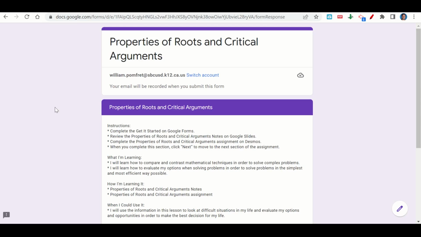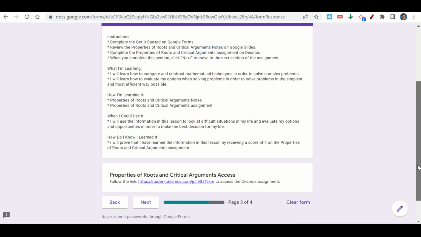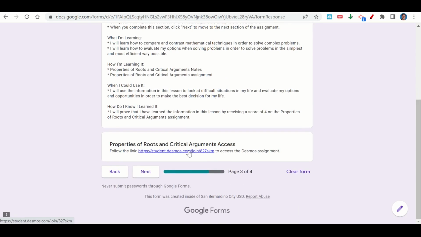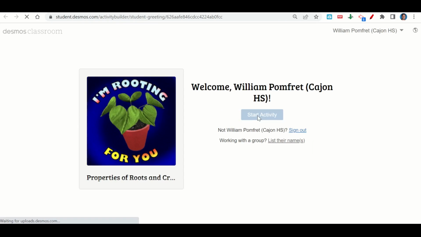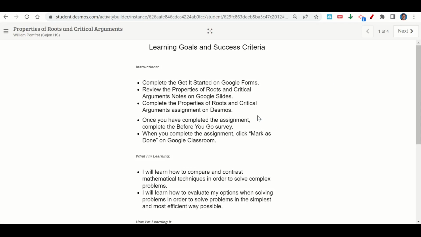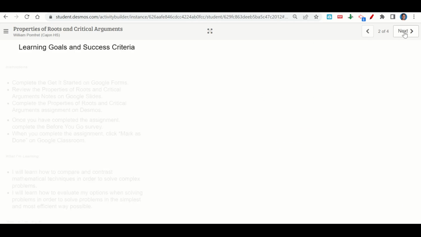Let's take a look now at the properties of roots and critical arguments assignment. Our assignment begins with the learning goals and success criteria. If we scroll down, there's a link here that takes us to the Desmos activity. We'll go ahead and click on that link, and it takes us to a page that looks like this. We'll go ahead and click start the activity. The activity begins with the learning goals and success criteria as well. We'll go ahead and click next.